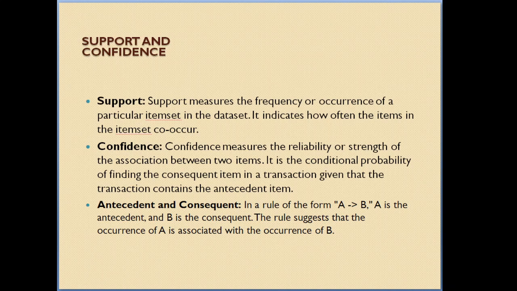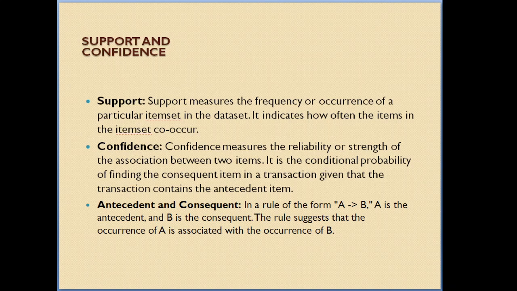So that is support. Confidence is the strength between both the items. I mean to say, when we had milk and bread together, when we had bread and butter together, that is confidence, the strength between the two items. Then we have antecedent and consequent.